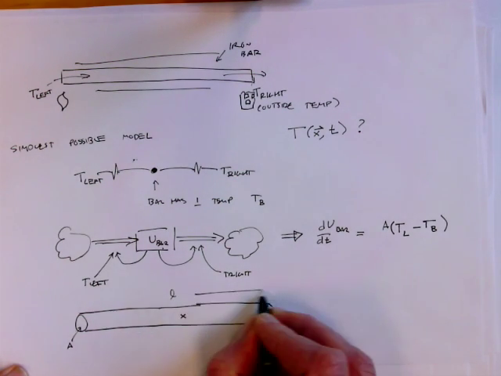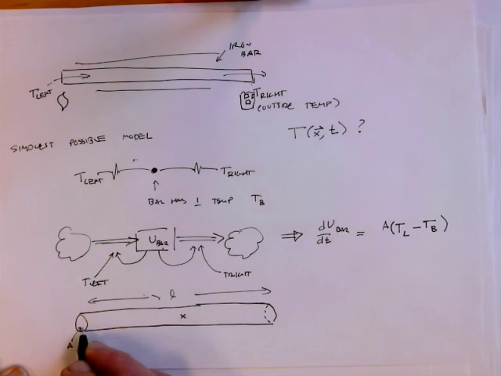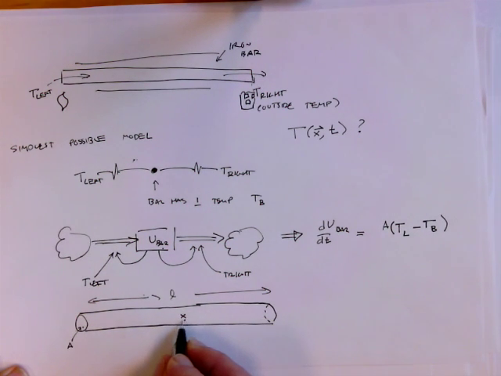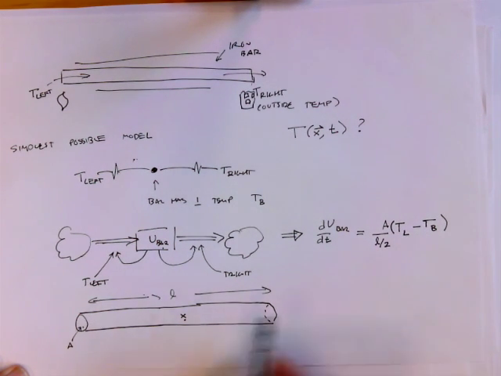If the bar is some length L, well, the distance that I actually need to travel from the left-hand side to the center of the bar is going to be L over 2, and just like when I make a hose longer, it's harder to push water through it, the resistance will increase as I make this longer. So I'm going to divide by L over 2 to represent the fact that the thermal conductance of this is going to drop as L gets bigger.